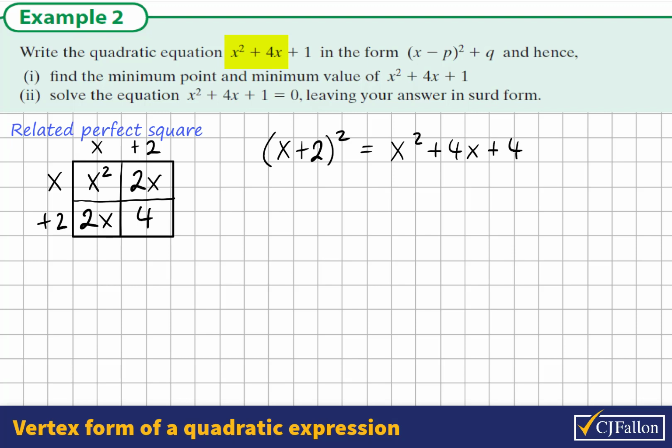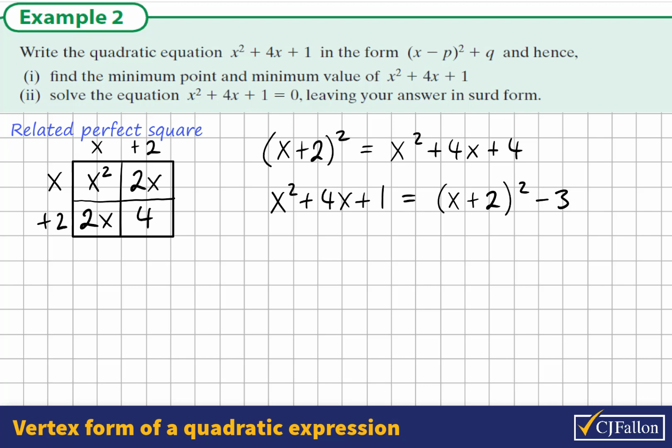So this is a related perfect square to our given quadratic. They're slightly different, however. Our quadratic is x squared plus 4x plus 1. By comparison, we can see this is 3 smaller than (x plus 2) squared. So we could write it as (x plus 2) squared minus 3. So this is the first part of the question answer. We've expressed it in the form that's been requested.